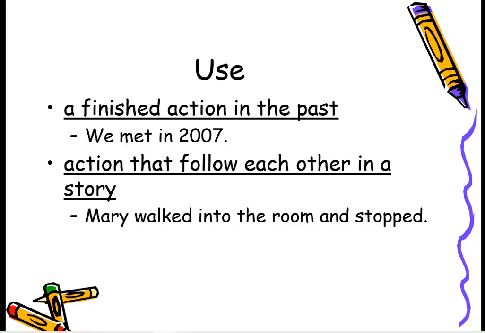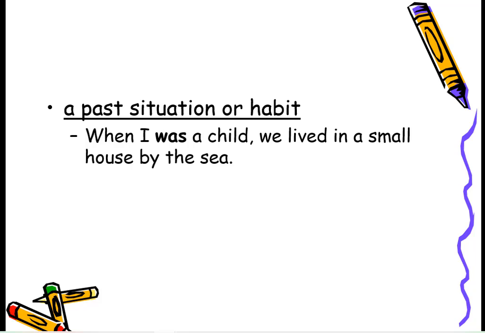We use the past simple with a finished action in the past. We met in 2007. Or actions that follow each other in a story. Mary walked into the room and stopped. Or we use a past simple with a past situation or habit. When I was a child, we lived in a small house by the sea. This is a past habit or a past situation in the past.